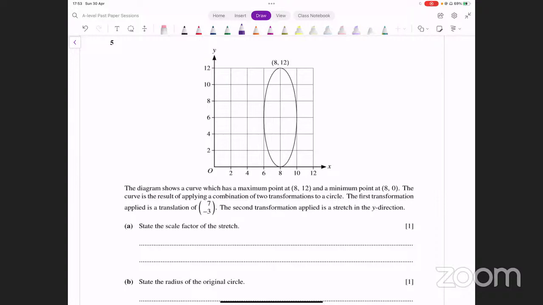Okay, आपको ये डायग्राम नजर आ रही है और ये रिजल्ट है दो ट्रांसफॉर्मेशंस अप्लाई करने का. So this is the final result that you're getting after that. वो कौन सी दो ट्रांसफॉर्मेशंस हैं? The first transformation is a translation of 7, minus 3. And the second transformation is a stretch in the y direction. Stretch in the y direction, right? So we need to first of all state the scale factor of the stretch. Now, how does that work?